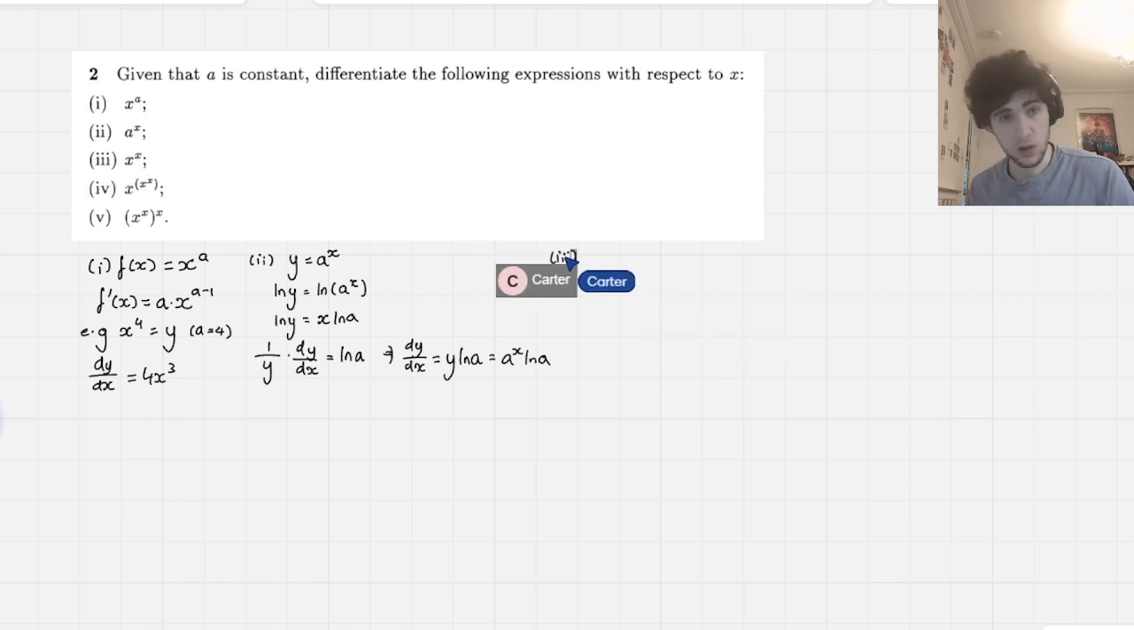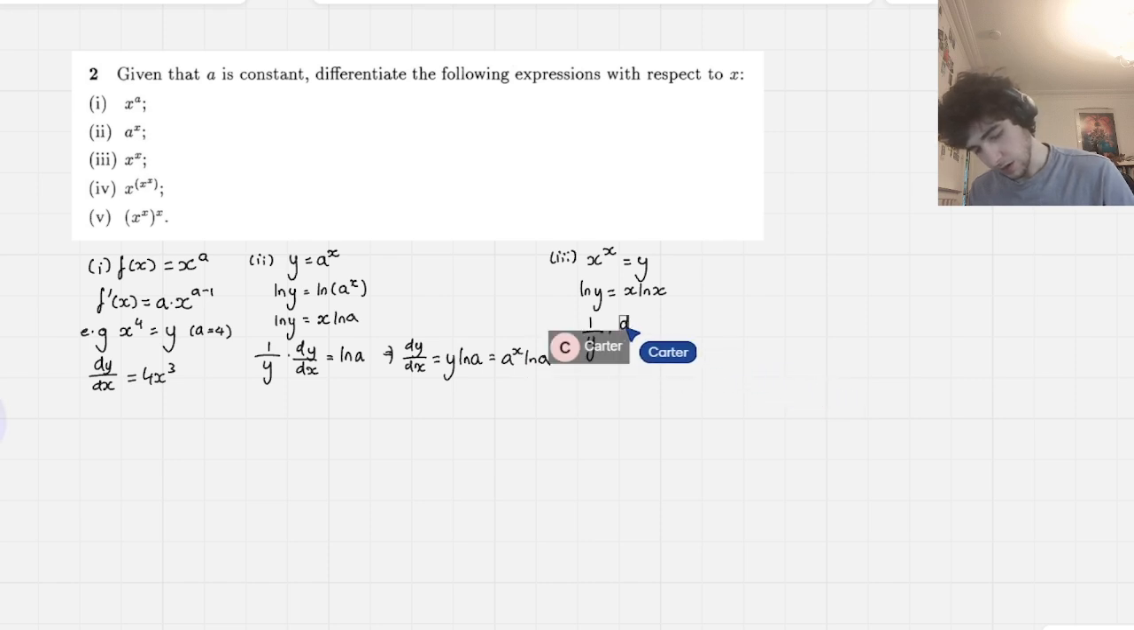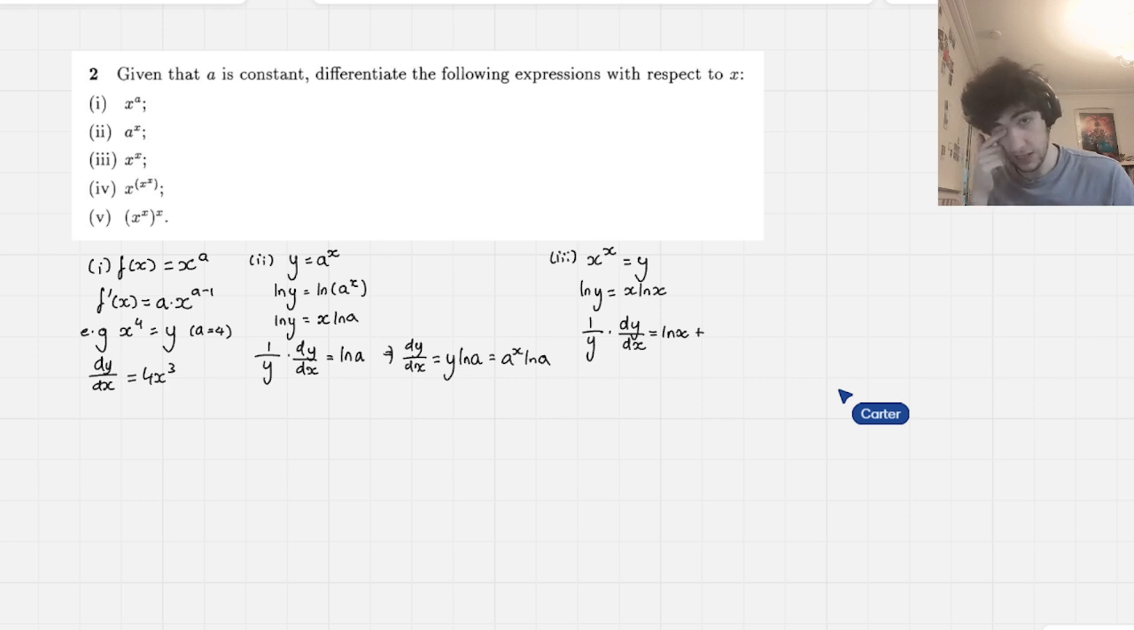Okay, we can just keep moving along here. For the next part, we are asked to differentiate x to the x. Very similar reasoning here. If I let that equal y, then I have that ln of y is equal to x ln of x. Differentiate both sides, so I get 1 over y times dy/dx is equal to ln x add, so that's going to be x. This is just me using the product rule, by the way. I'm differentiating the x on the left-hand side of that product to give me just 1 times ln x, add x times 1 over x, which just gives you 1.